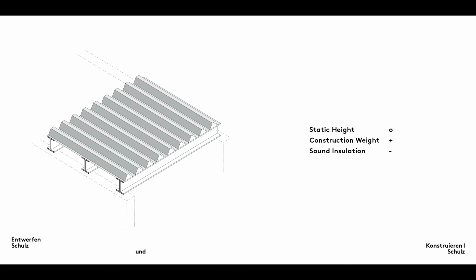The principle is the same as for a beam-type reinforced concrete floor. Beams span the space and a floor of corrugated metal panels spans the beams. These panels are made of thin steel sheet that is corrugated to improve its load-bearing characteristics. The static height is similar to that of a beam-type reinforced concrete slab. Though the construction weight of this type of floor is very low, its lack of mass means that its sound insulation properties are poor.